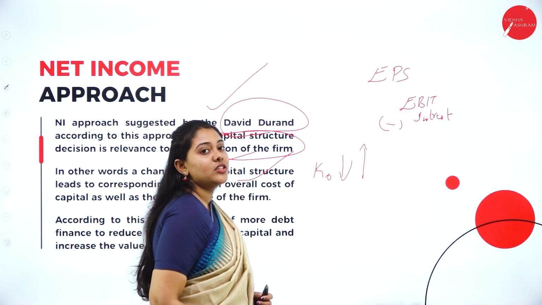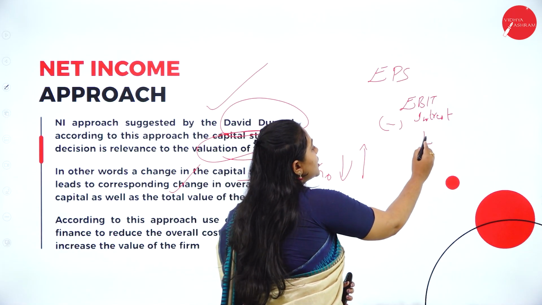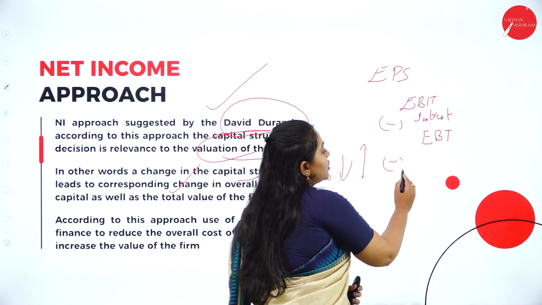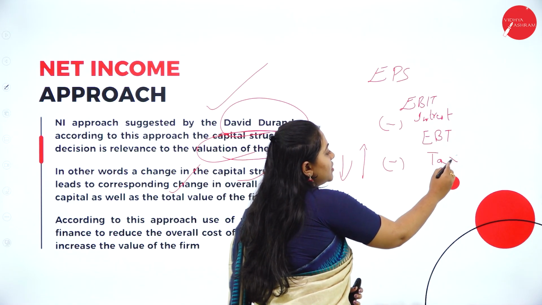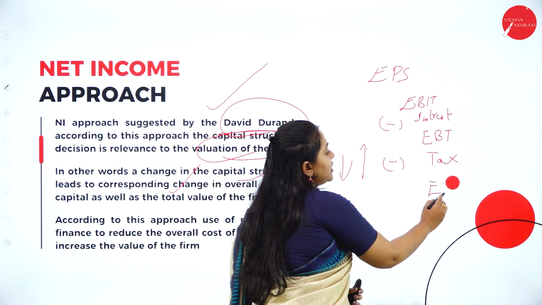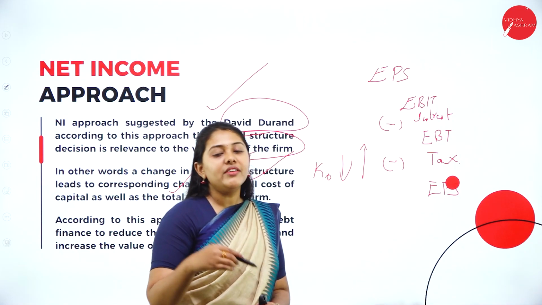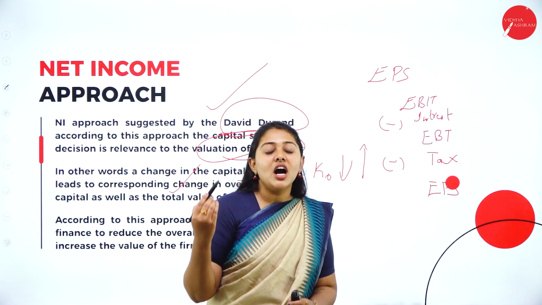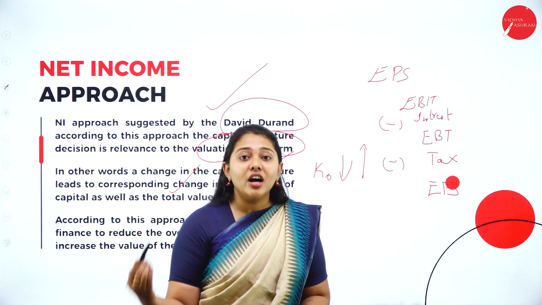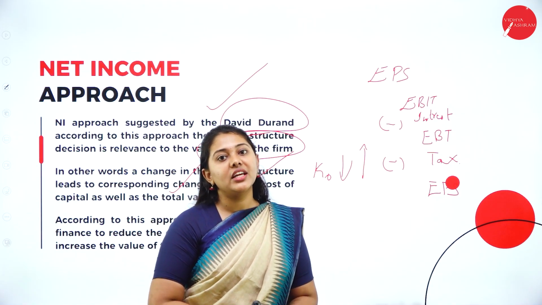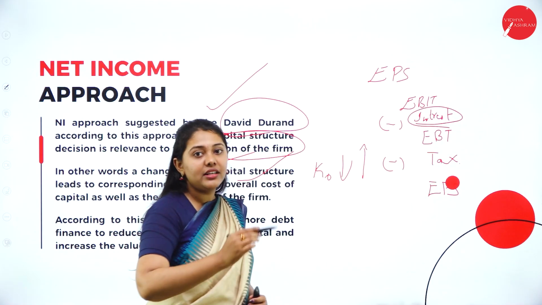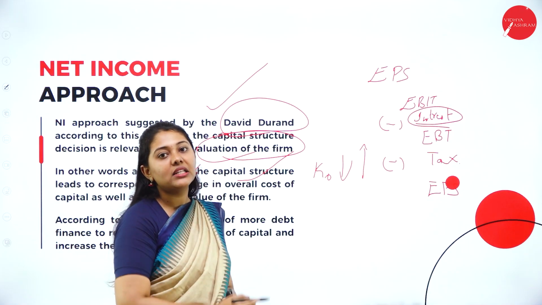So after paying interest, what is left over? It will be earnings before tax. Next you will deduct the tax, so your earnings will be there. So earnings per share will be with you. Next you will give it to preference shareholders, and after that, the earnings per share. What are the earnings that you get after deducting interest and tax? You are paying interest and then later you are paying the tax.